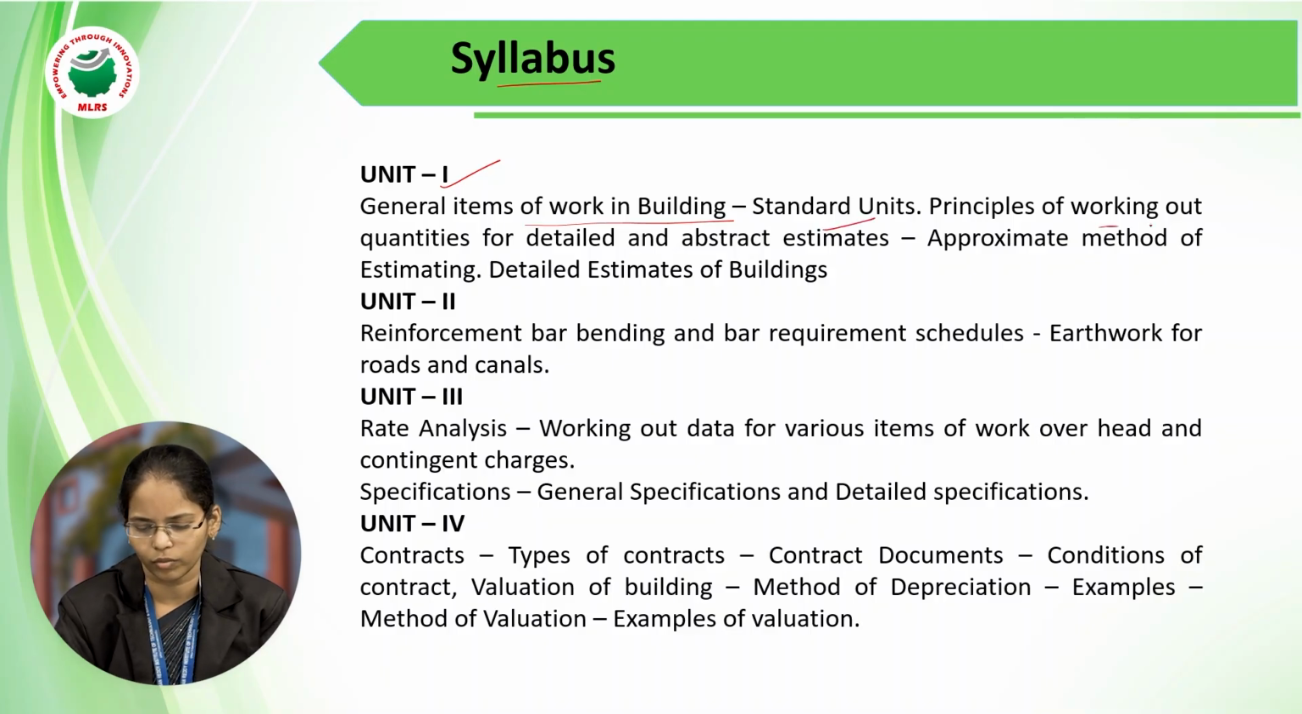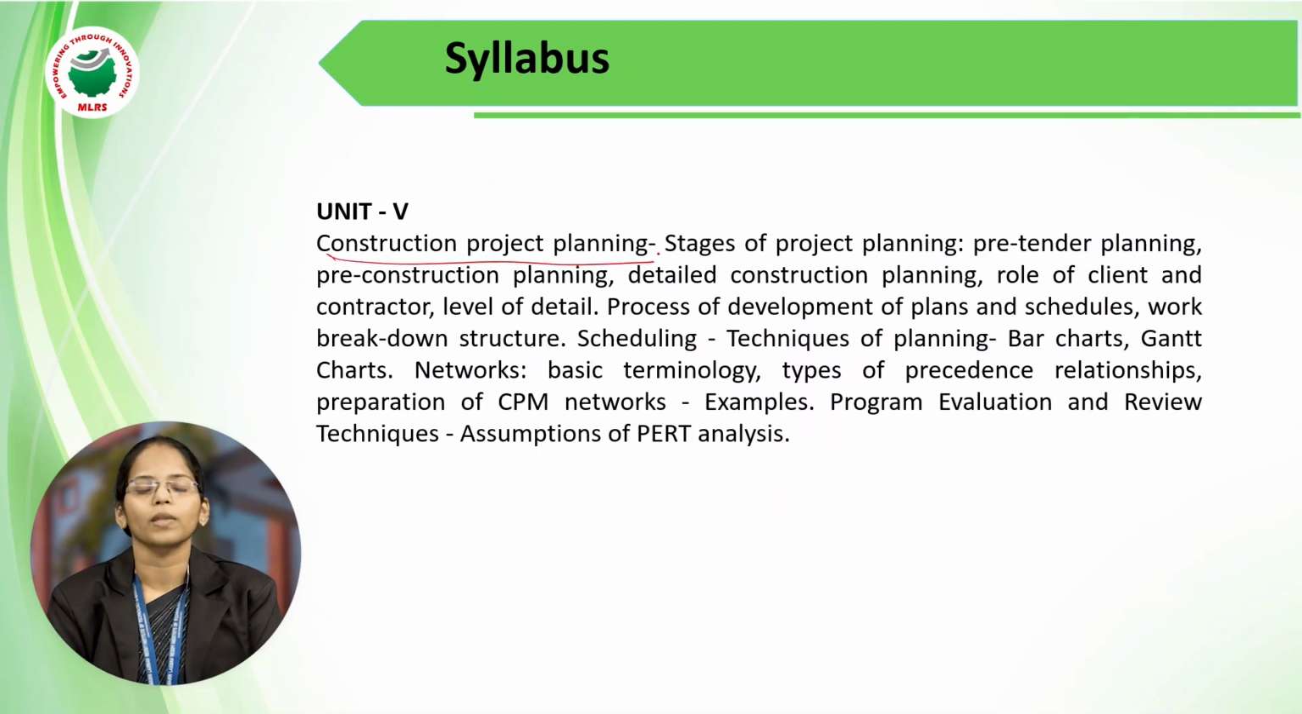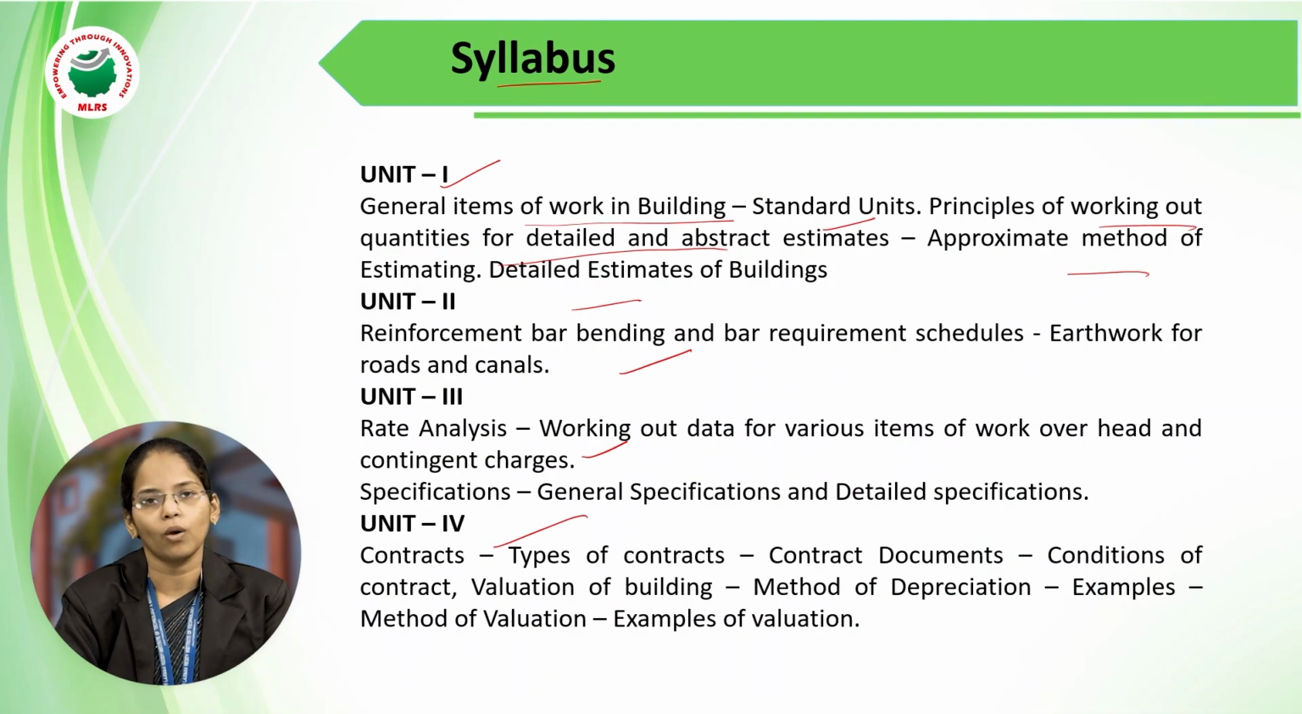Next, working out quantities for detailed abstract estimates: how we prepare the estimates, what are the types of estimates, and what are the methods we use for estimation of buildings. This complete will come in unit 1. Unit 2, bar bending. Unit 3, rate analysis. Unit 4, contracts, types of contracts. And unit 5 is the big one, which is about construction project planning. So the above 4 units are designed to complete the estimation.